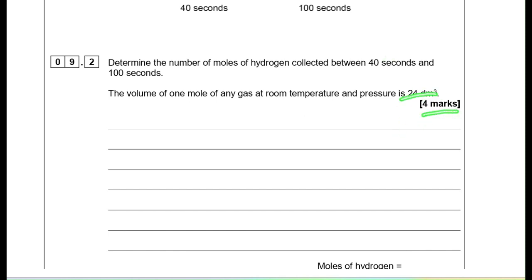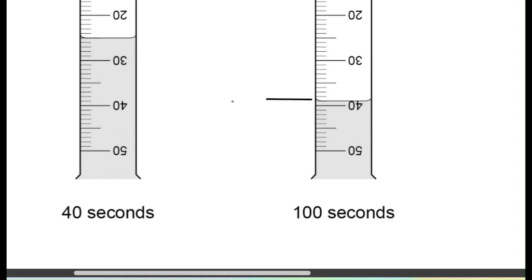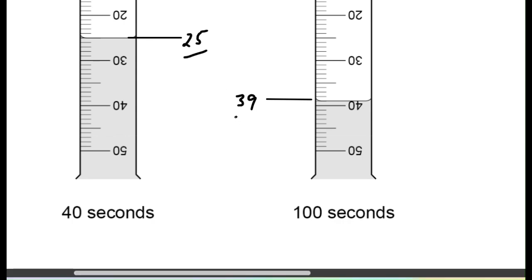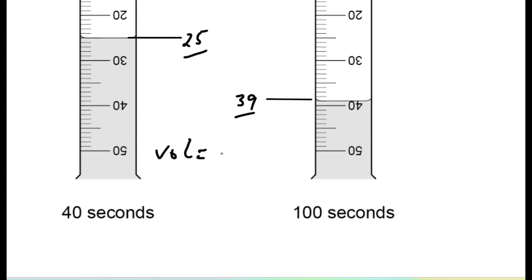The first thing we have to do is work out what volume of gas has been produced between 40 and 100 seconds. So we must read the readings on the 2 measuring cylinders. At 100 seconds, there are 39 cubic centimetres of gas produced, and after 40 seconds, 25. So the volume of gas produced between 40 and 100 must be 39 take away 25, which is 14 cubic centimetres of gas.